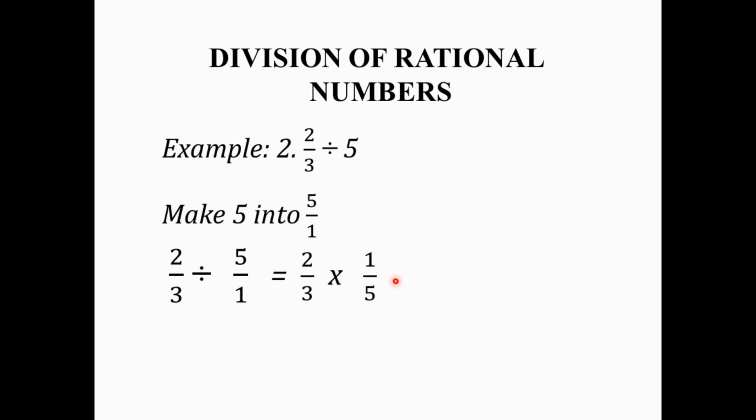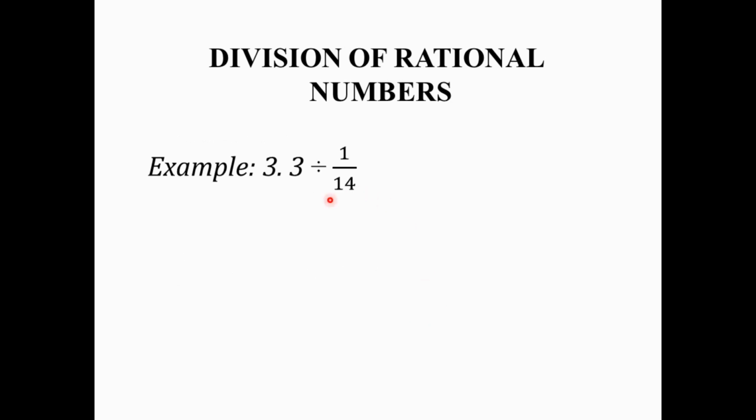Then, proceed to multiplication. We will multiply the numerators and the denominators. Okay, so 2 times 1, that is 2, then 3 times 5, that is 15. Then 2 over 15 can no longer be simplified to its lowest form, so we will no longer proceed to step number 3. So therefore, the quotient after dividing 2/3 and 5 is 2 over 15. Alright?